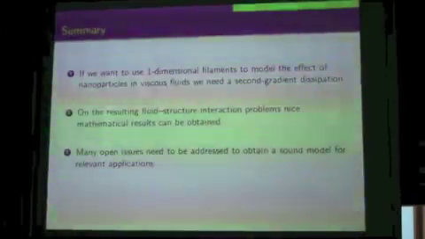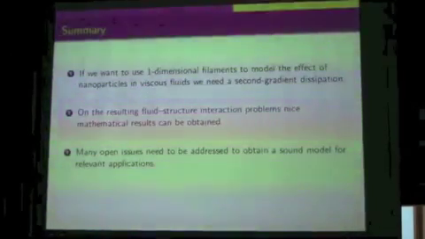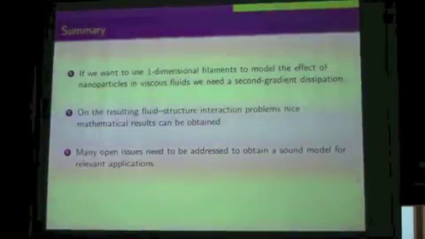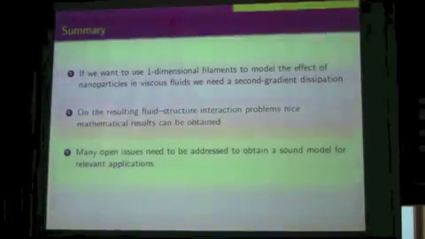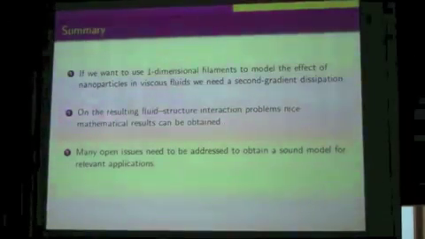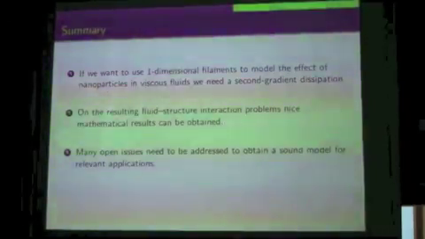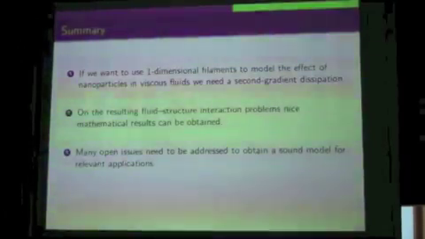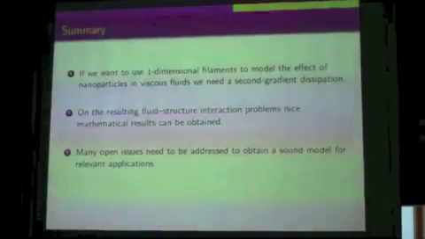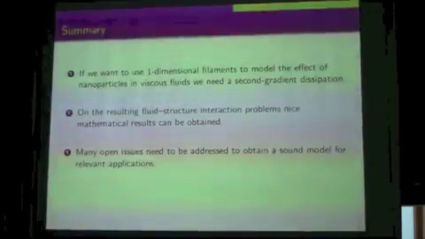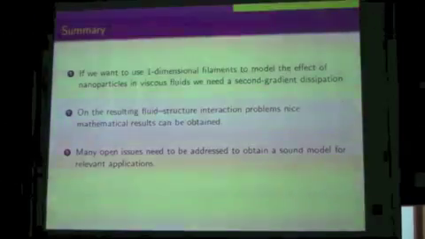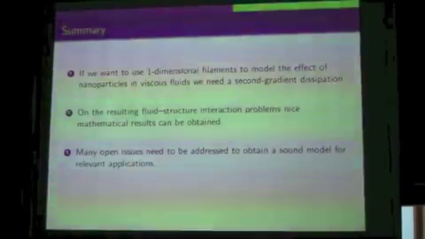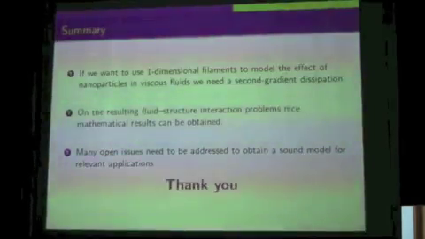Summarizing, if we want to use one-dimensional filaments, then we need second gradient dissipation. This also allows for nice mathematical results, which sometimes are not easily reachable in the classical setting. But many open issues have been raised during this research, and since it is based on a mathematical approximation for the purpose of a mathematical treatment of real-life situations, the physical reinterpretation of new parameters and of the whole construction is sometimes difficult and still unclear even for me. Thank you.